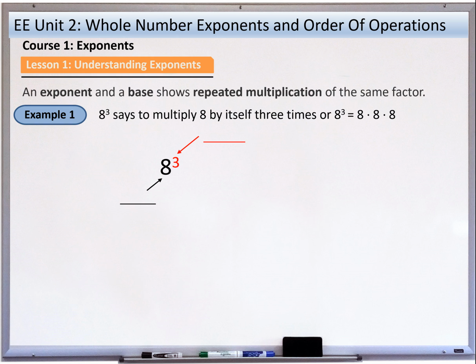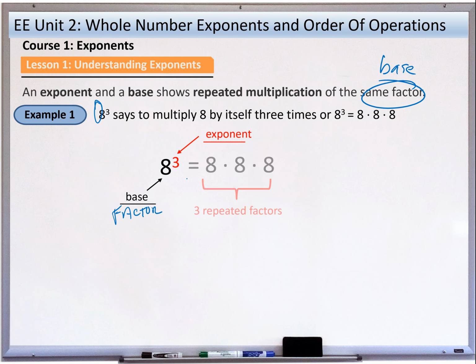An exponent and base shows repeated multiplication of the same factor. And that same factor is the base. For example, 8 to the third power says take 8, multiply it by itself 3 times. Take the factor 8 and multiply it by itself 3 times. Again, the 3 is our exponent, the 8 is our base, or think of it as the factor. And the exponent says multiply 8 by itself 3 times.